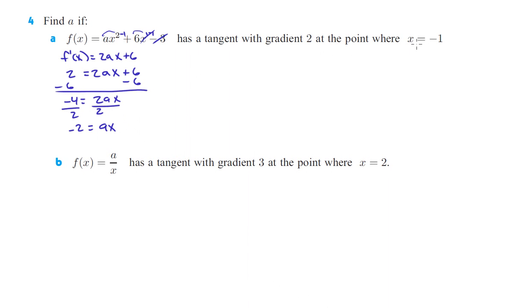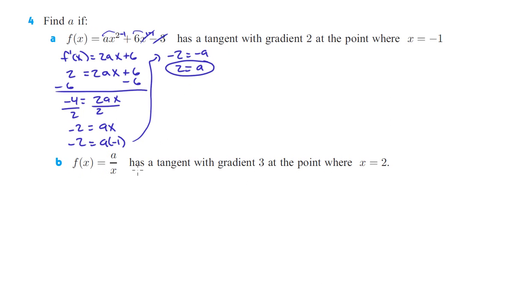Now, we know we're looking where x equals negative 1. So let's plug negative 1 in for this x. So we get negative 2 equals a times negative 1, right? So that really is negative 2 equals negative a. So that means a has to equal positive 2, right? And that's all we're trying to figure out, right? Find a. Okay. So got that one all figured out.